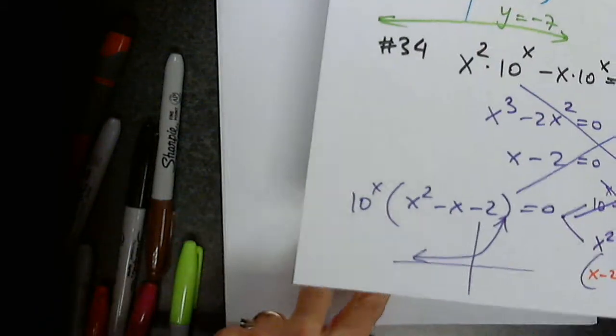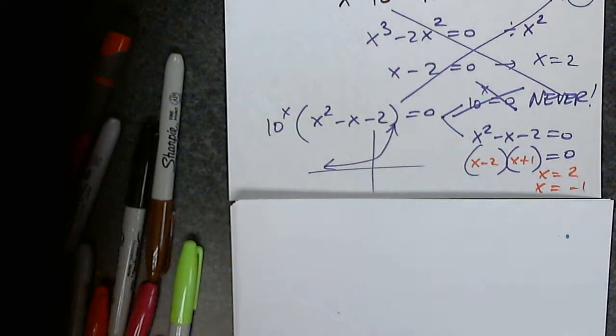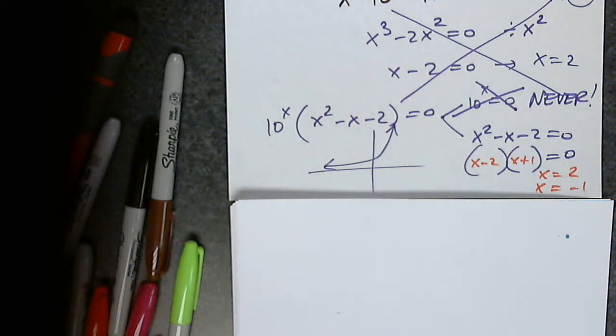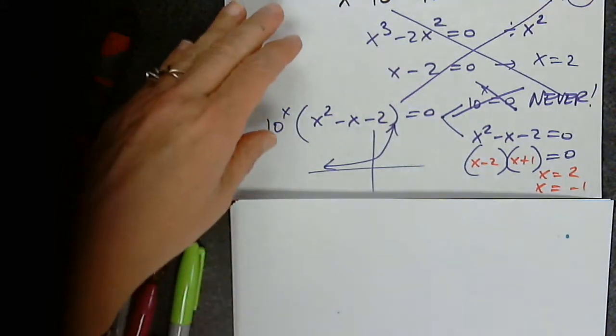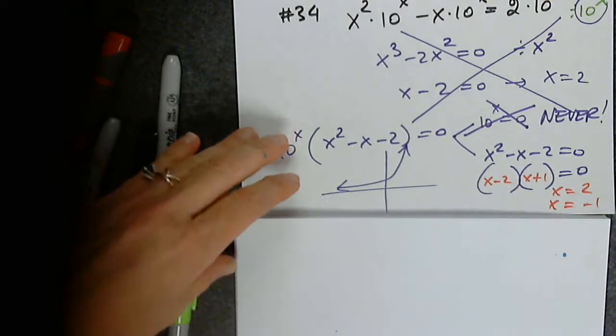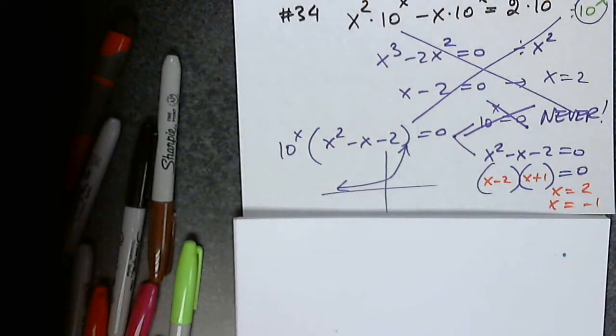Okay, let's move on to logarithmic equations now. So is x equals 2 and x equals -1 the answers? That's it? We can check. You want to check? Yeah, we can go back and check. Is that okay? Yeah, I got it.